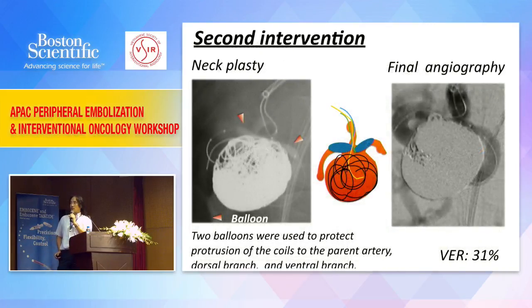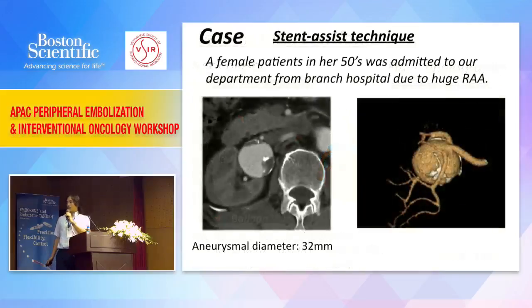In this session, I put 2 microballoon catheters in the dorsal and the ventral branch of the renal artery like this. And I insert 1 microcatheter into the aneurysm and embolize like this. Finally, the aneurysm is completely embolized. Packing density is 31%. In the last case, stent assist technique.